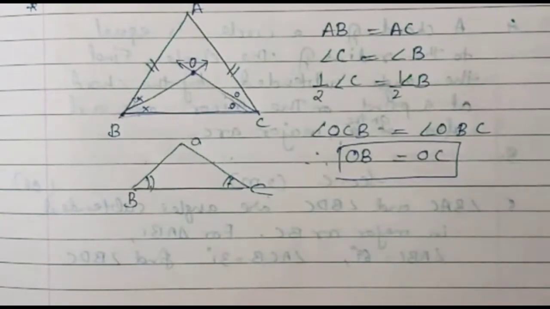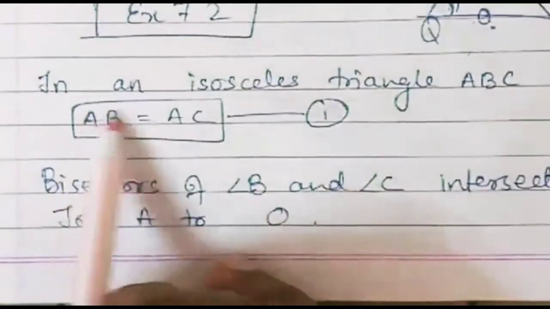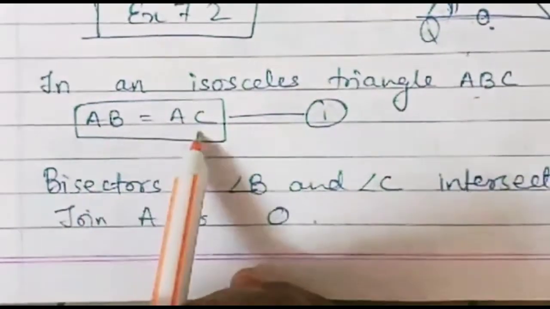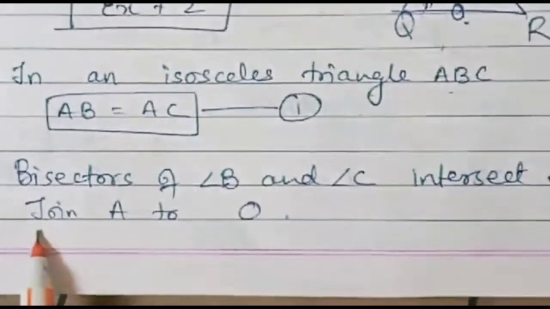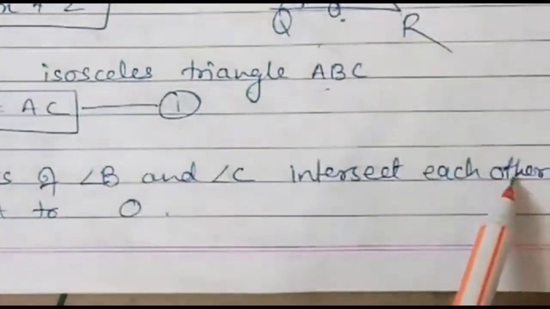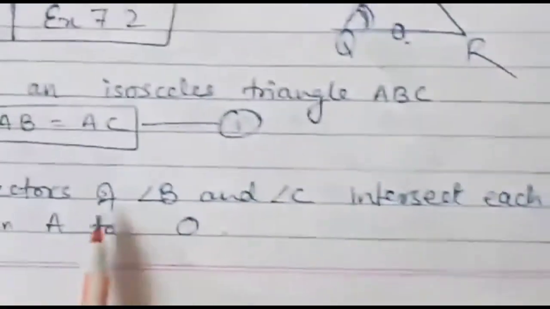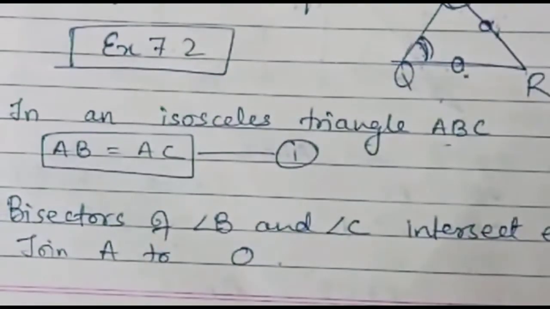So let us write down stepwise. So first of all, in an isosceles triangle ABC, AB and AC are equal. The bisectors of angle B and C intersect each other at point O, right? And we need to join A with O. This joining we will be doing after.